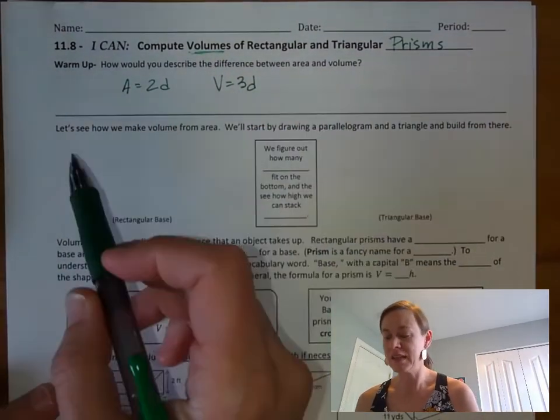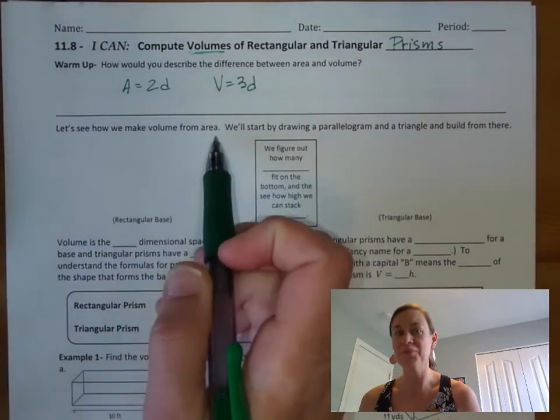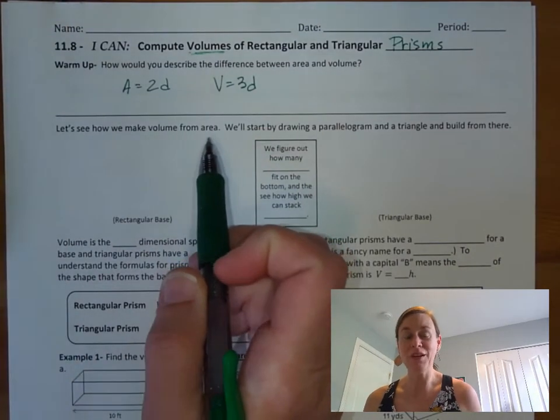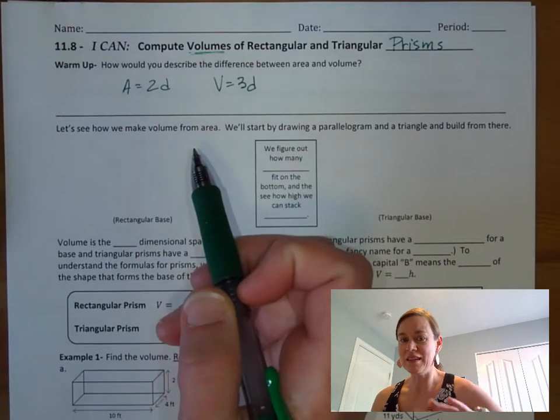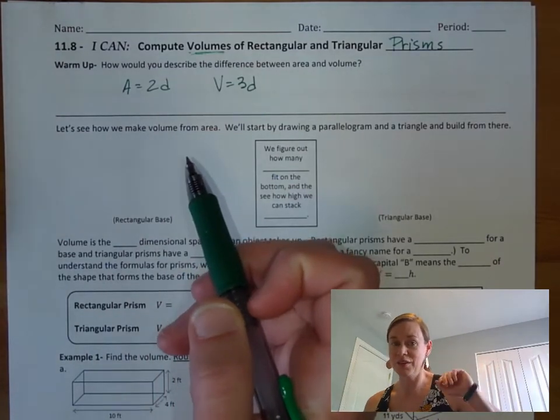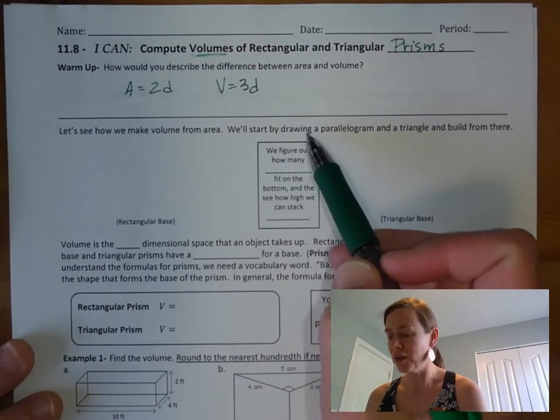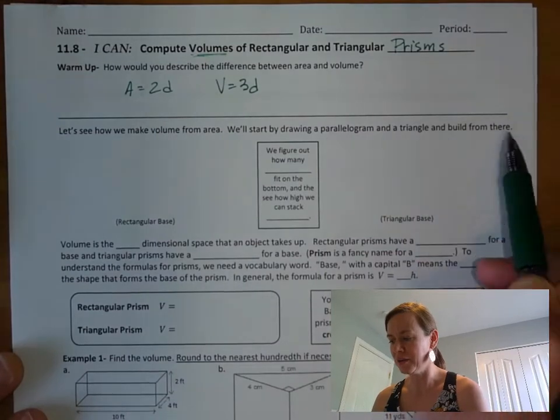Let's keep going. It says, let's see how we make volume from area. That's right. How we make volume from area. We're going to be computing the area of parts of the shapes and then using that to find the volume. Let's keep going. We'll start by drawing a parallelogram and a triangle and build from there.